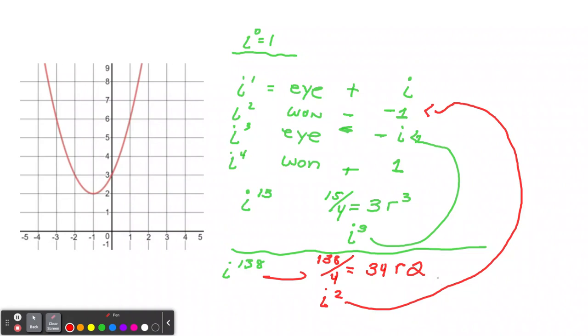Right, so that's just part 1 of imaginary numbers. In part 2, we'll talk more about complex numbers and more about this imaginary chart here.